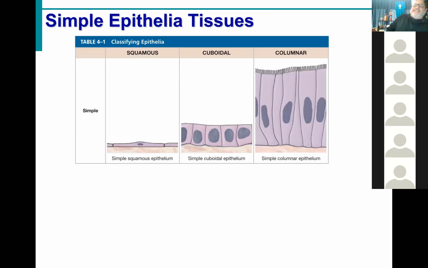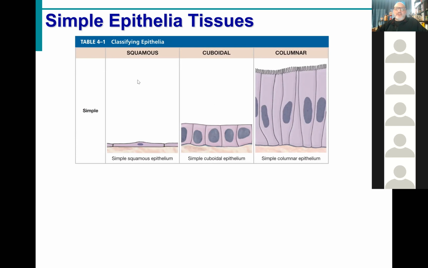Let's talk about the simple ones first. And here we see examples of the 3 obvious ones: simple squamous, simple cuboidal, and simple columnar. Notice each of these are made up of a single layer of cells. For the squamous, it's a single layer of flat cells. Cuboidal, single layer of cube-shaped cells. And for columnar, we have a single layer of tall, narrow cells.